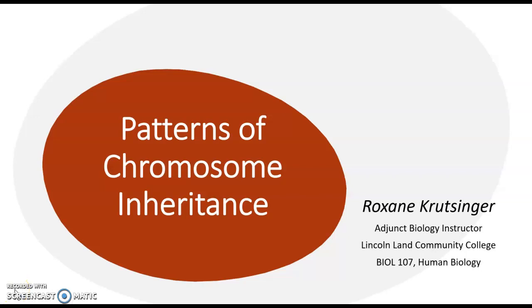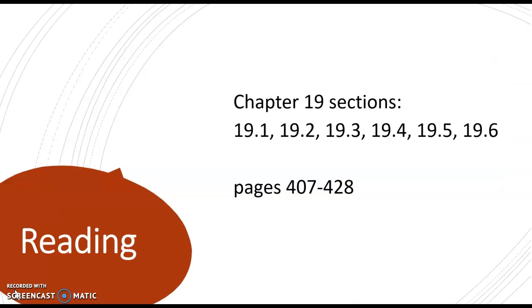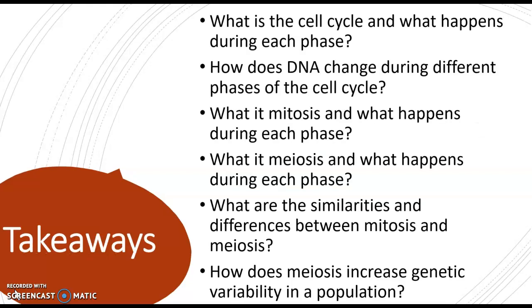Chapter 19 in your book is titled Patterns of Chromosome Inheritance, and in this chapter we're going to be looking at the structure of DNA and the processes of cell division, both mitosis and meiosis. And we're going to be doing that looking at sections 1 through 6. And in order to make sure that I get through everything I need to, I'm not going to read our takeaway questions out. If you want to pause the slide here and jot those down, feel free to do so.